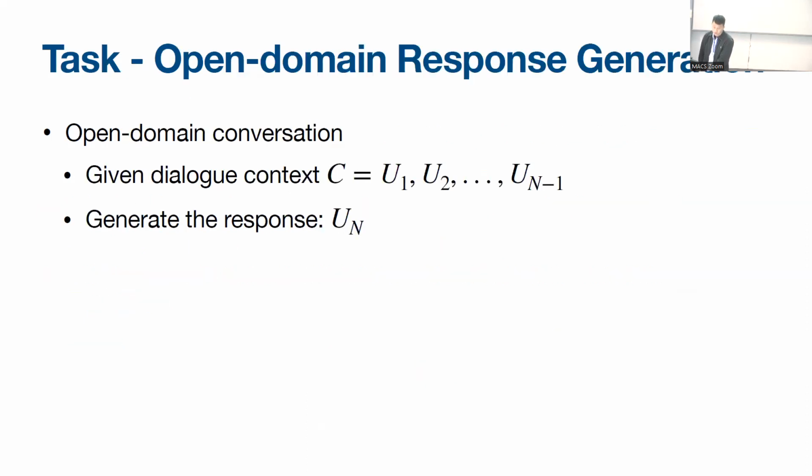In this work, we focus on the task of response generation under two contexts. The first one is open domain, and the last one is knowledge-grounded conversation. For open domain tasks, the conversational agent is given a context consisting of a list of previous utterances. Here we represent it as C, consisting of utterance 1, utterance 2, and so on, representing the utterances from both user and system sides. Our goal is to generate the most appropriate response U_n for the given context.